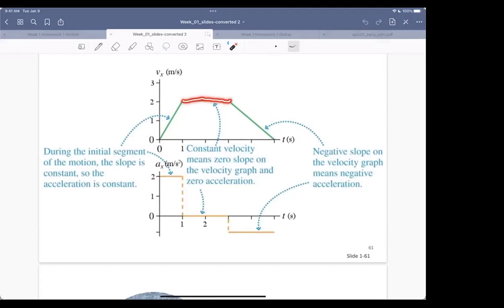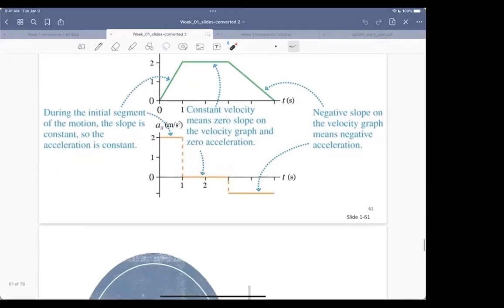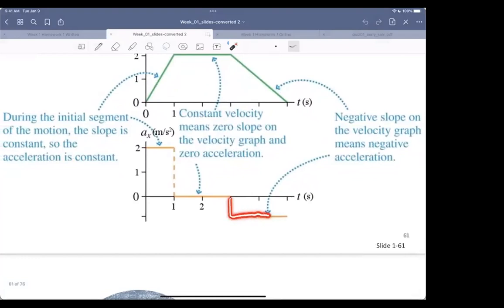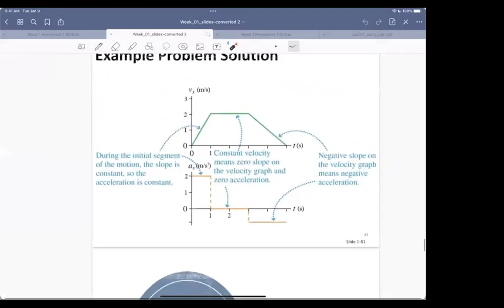Now, if my velocity graph is horizontal, then my slope is 0, and that means my acceleration graph is 0. So I have to have 0 here for that entire time interval. And you just drop a line down like that to show the decrease in acceleration. Now, when it comes to this section here, you're slowing down, right? And so the slope here is negative. So now your acceleration is going to be negative, and it should be a constant, like -1 meters per second squared, along that entire time interval.